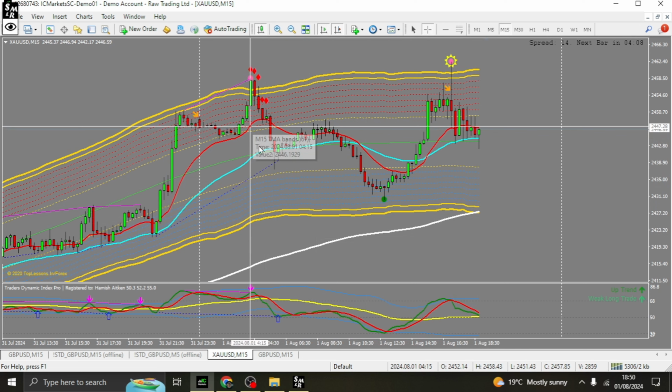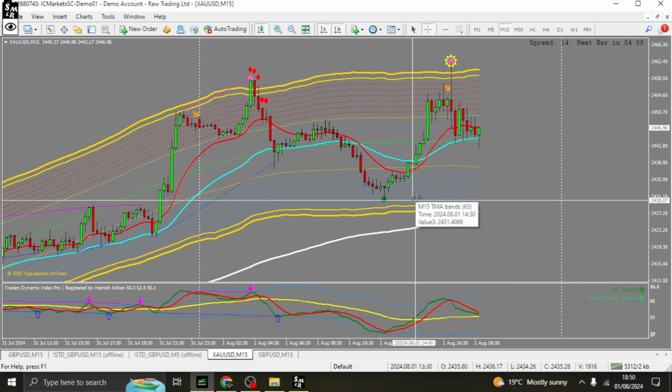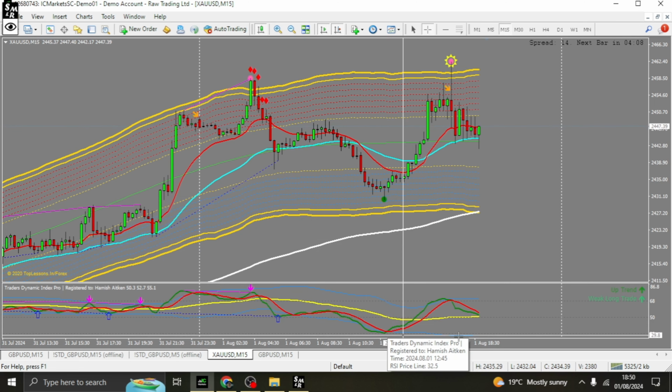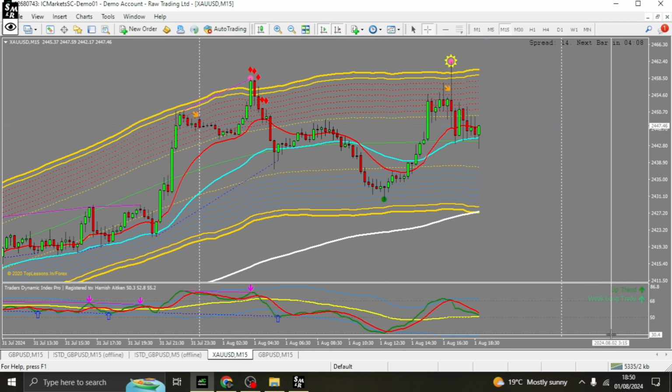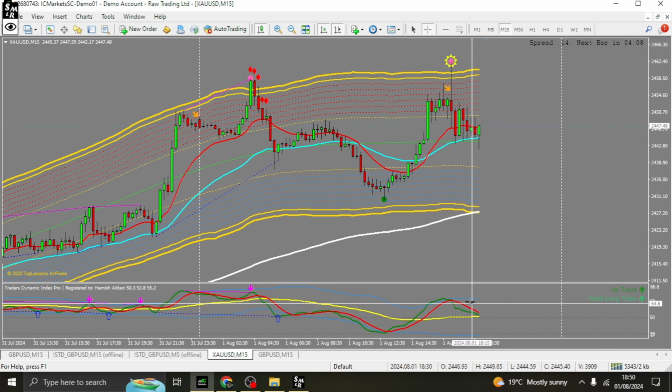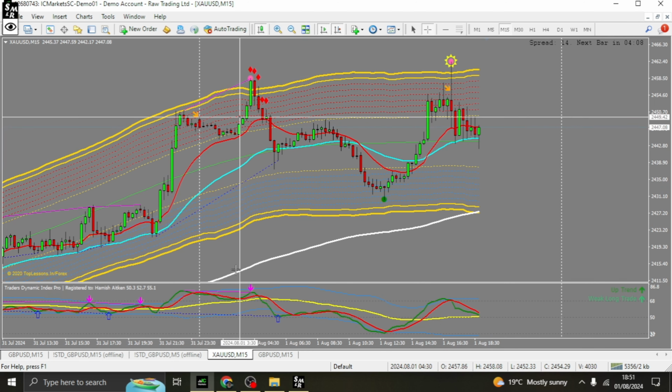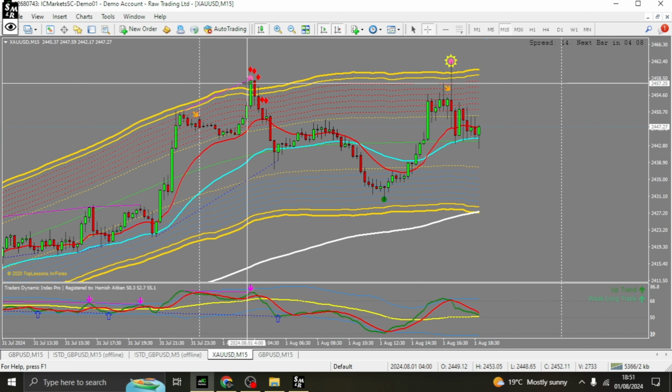Another way is the divergence. You can use it for divergence. You can see the crossover here, and we're at the 30 level. You can see 30. The sell here, we were at the 68 level. Also the sell here, we were at the 68 level, and there was a divergence.